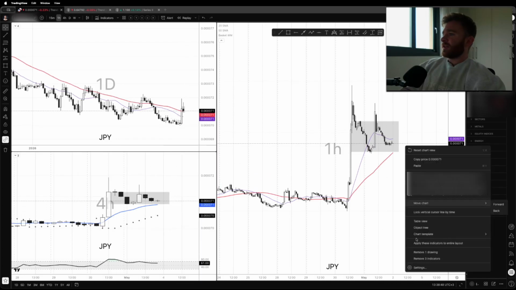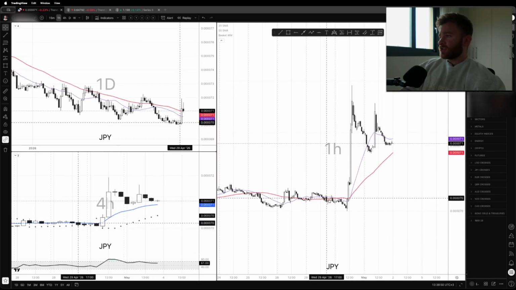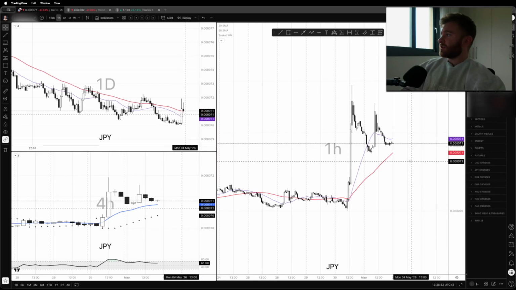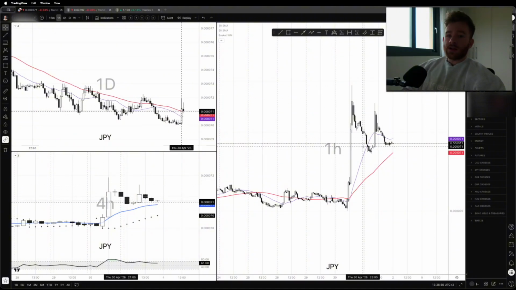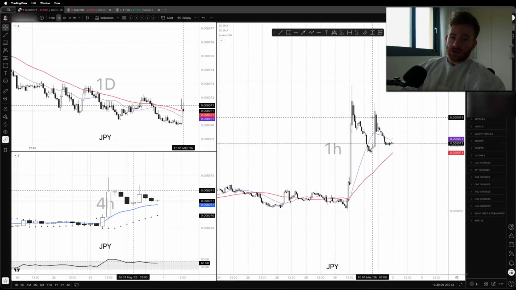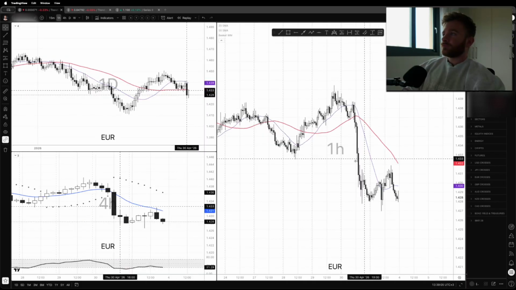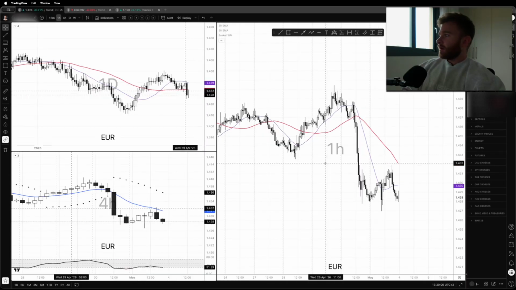Are we going to get this continued buying? That was a lot of energy for a further continuation to the upside. Anyway, more to the point, Japanese yen right now is off the cards. I wouldn't trade it. So I know that I've got the US dollar short, not yet, but coming up. So let's look at the euro.